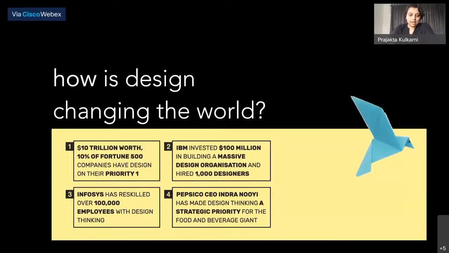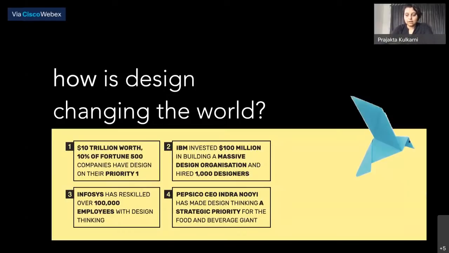IBM has invested in creating a massive design organization that actually helps solve ground level problems. Infosys has been reskilling a lot of employees with design thinking every year in their Infosys campus, and a lot of companies like PepsiCo, Airbnb, Uber, a lot of new and scaling companies have been using design thinking to make sure that they solve their problems for humans.